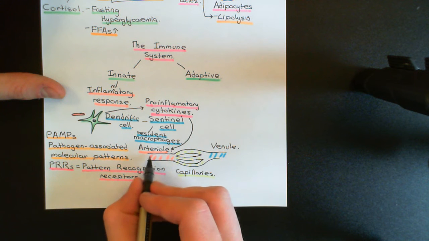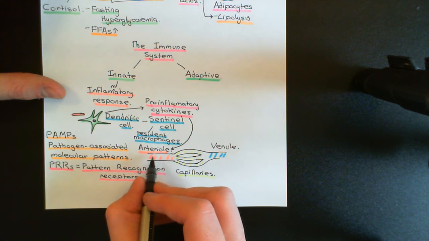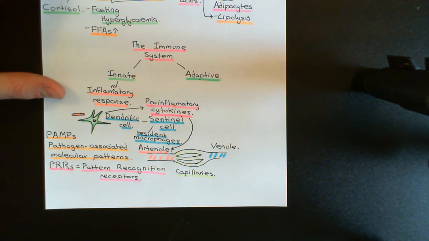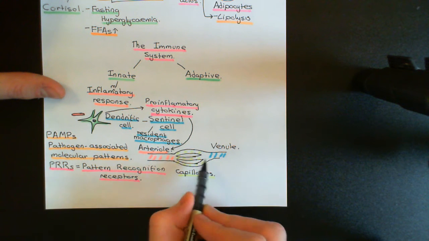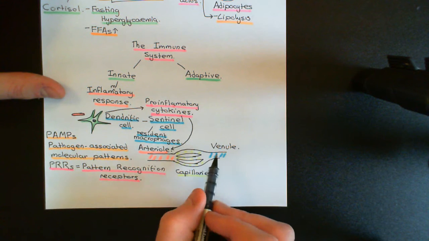So arterioles do have smooth muscle cells around them. They consist of endothelial cells lining the actual blood vessels sitting on the basement membrane, but then they do have a layer of smooth muscle cells around them. So they can change their diameter and change the amount of blood that's flowing through this microvasculature system here.